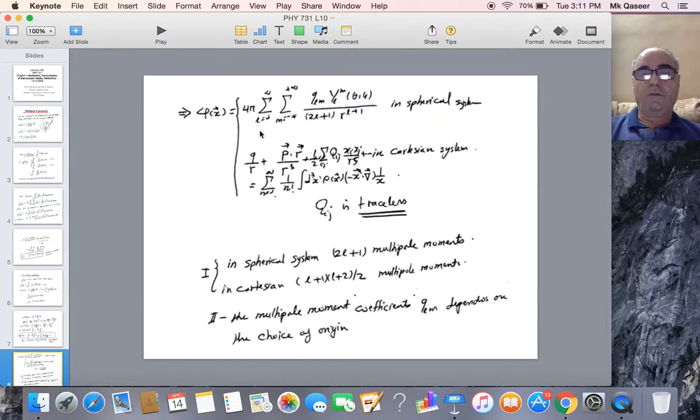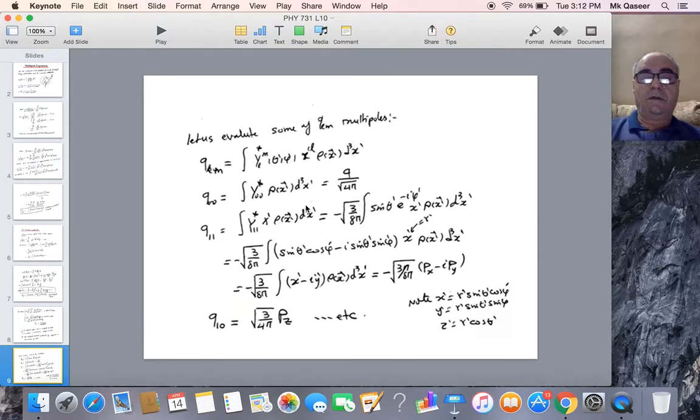Now we have two expressions for phi. The first one in terms of the spherical harmonics, and the second in terms of the Cartesian coordinates. If we look carefully at these two expressions, in spherical harmonics we have 2l plus 1 multipole moments. In Cartesian we have (l plus 1)(l plus 2)/2 multipole moments. The second thing is that q_lm depends on the choice of the origin.